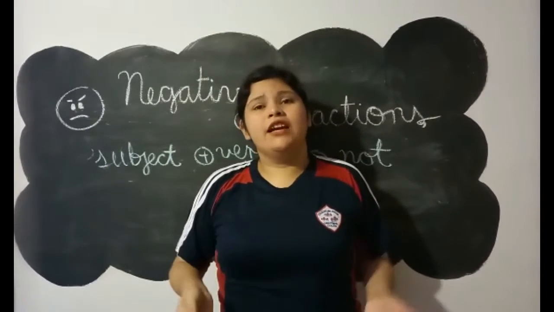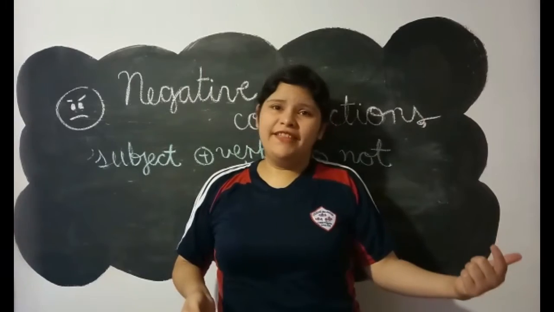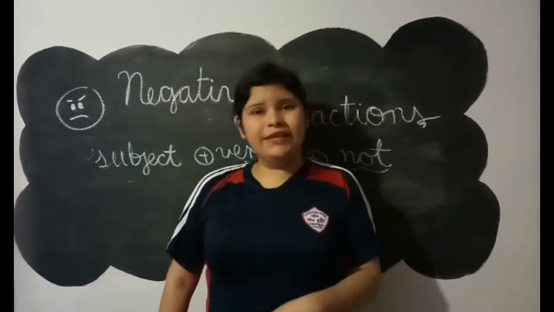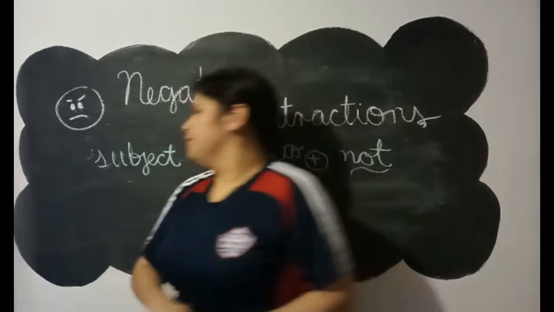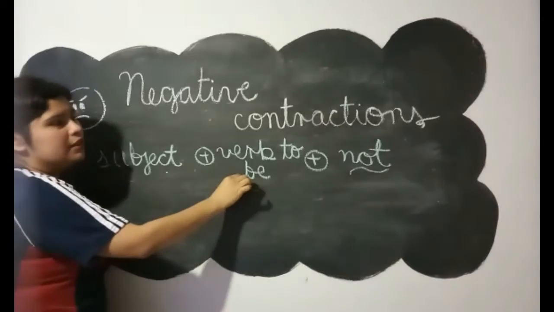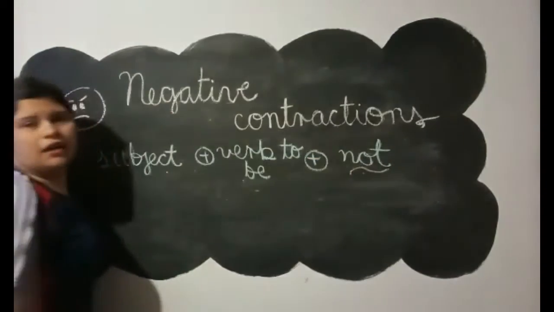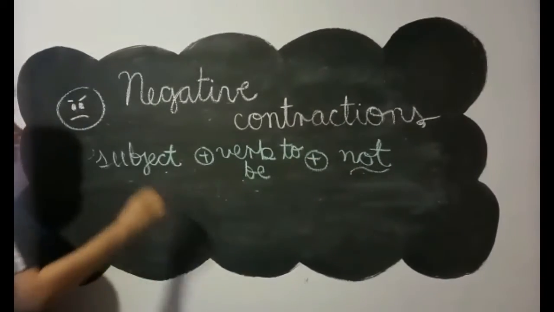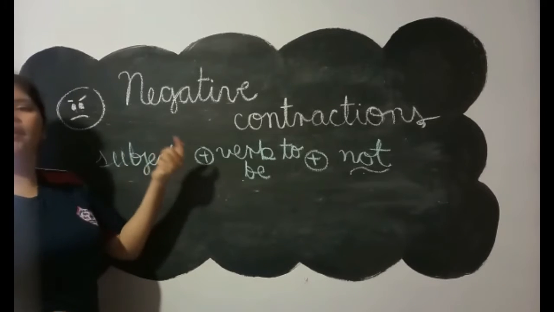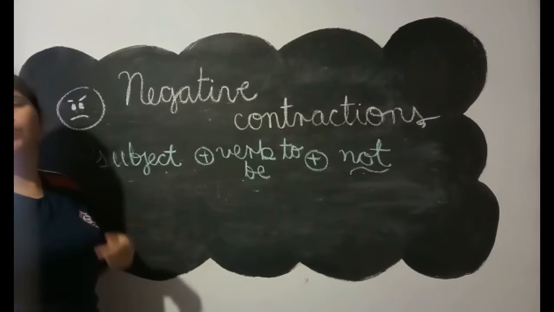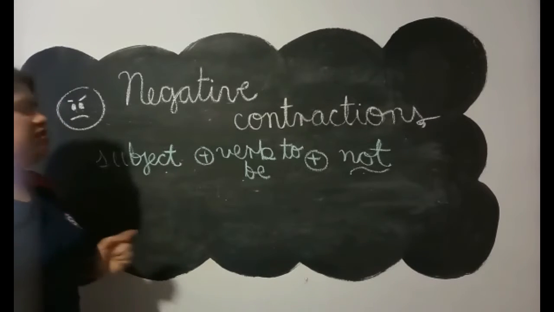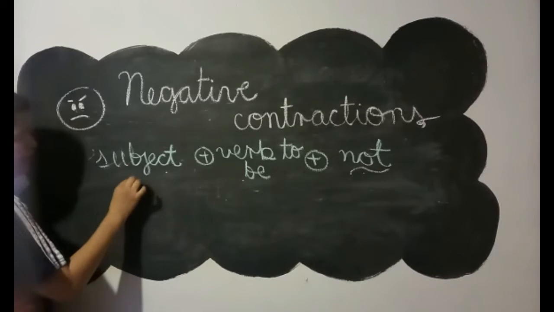Negative contractions are very easy. We just have to add the word not. For this, we need three elements: a subject, the verb to be, and the word not. For example, subject. What can we use as a subject? He, she, it, we, you, they, I. Okay? So, for me, my subject is going to be they.